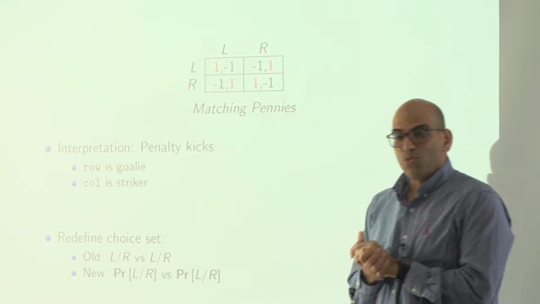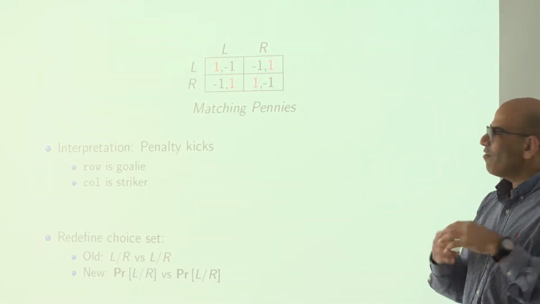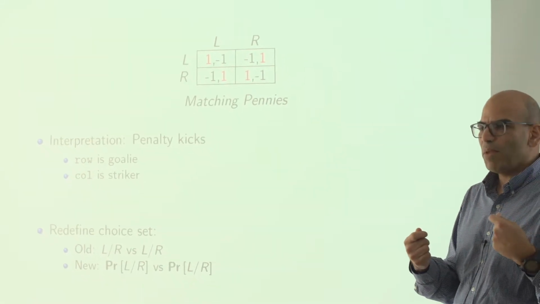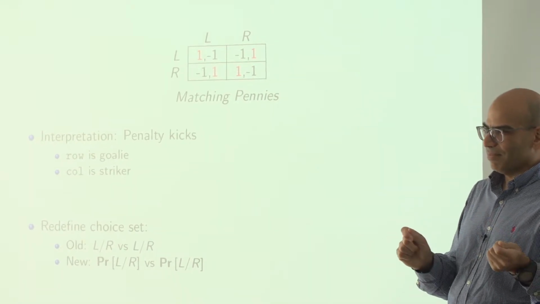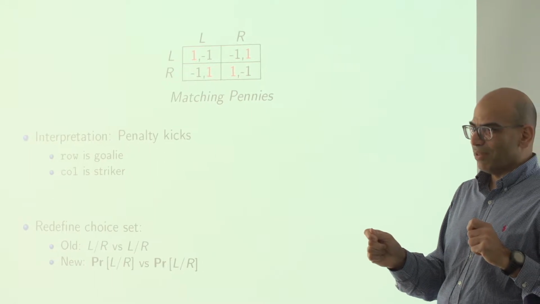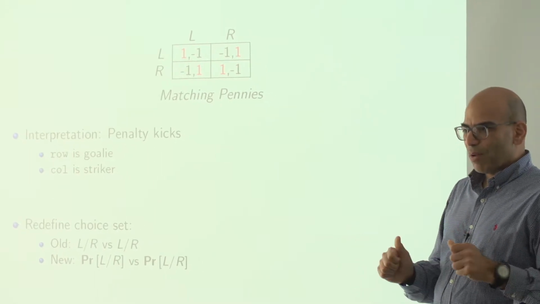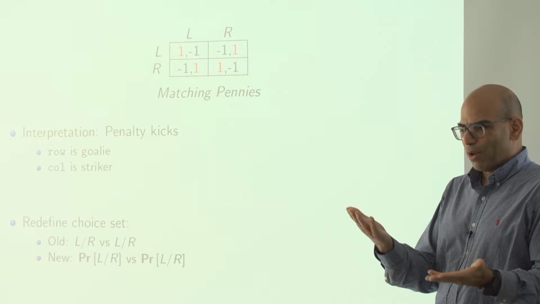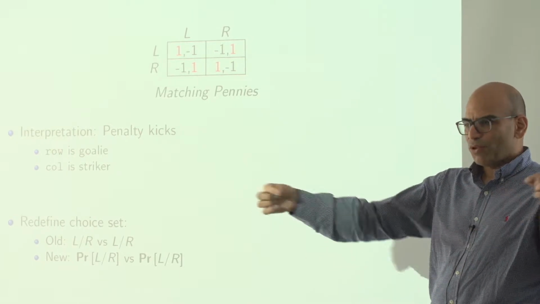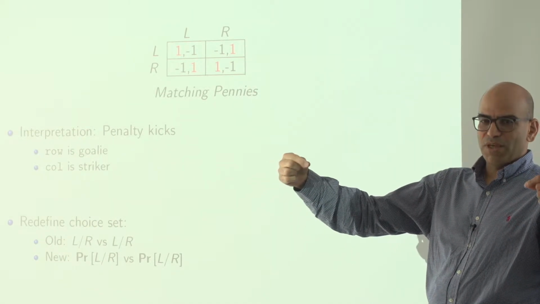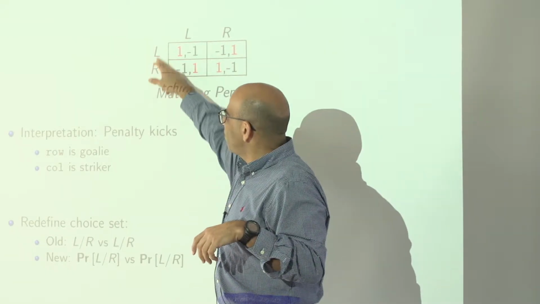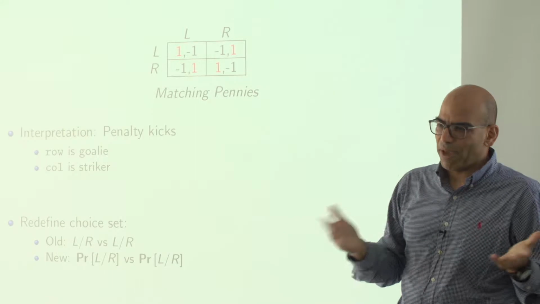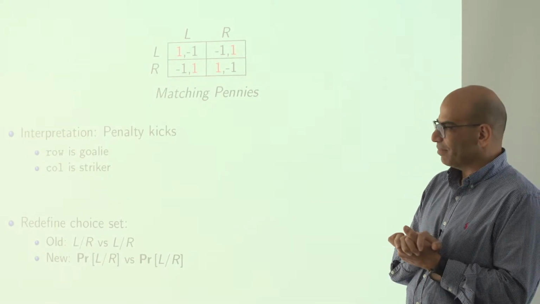But now let's redefine the setting. Instead of my choice as left or right, let me make my choice probability of left and probability of right. Okay, I'm changing my choice. So now, whereas my choice set just had two elements, now my choice set is the unit interval from 0 to 1. Okay, and that's going to be my probability of left, and of course my probability of right is 1 minus left. All right.